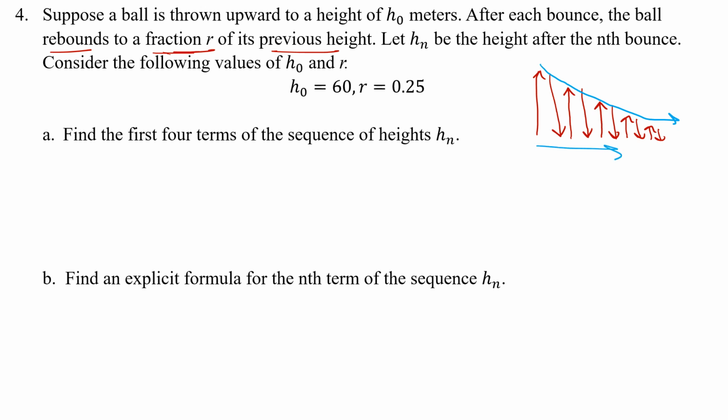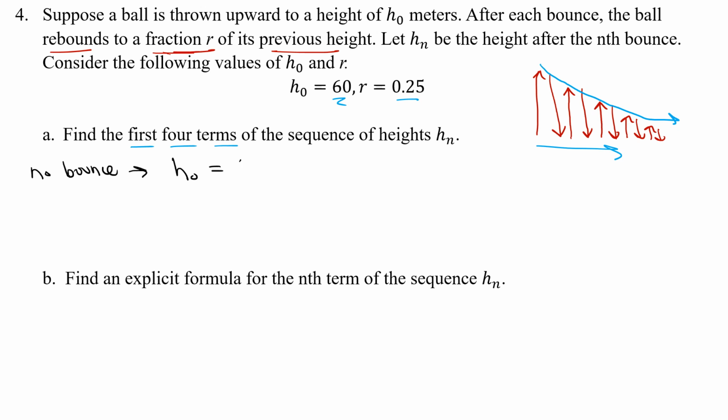So let's suppose the initial height is 60, and the fraction of that bounce is 0.25, so just a quarter of the initial height. What we want to do is find the first terms in this sequence. So let's suppose that first we have no bounce at all. So what's our initial height?